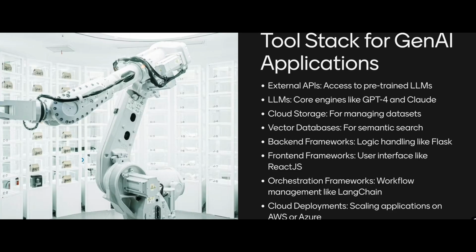Next are orchestration frameworks. These frameworks help to manage the workflow between the different components like LLMs and a vector database. Examples are LangChain or LlamaIndex. Next is cloud deployment. A platform like AWS, Azure, or Google Cloud allows you to deploy your application efficiently and at scale.